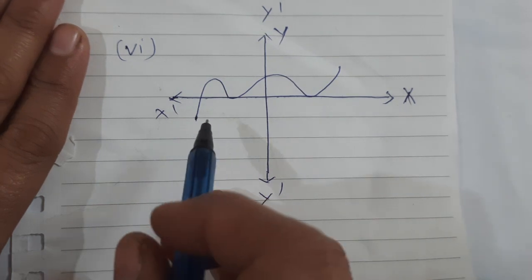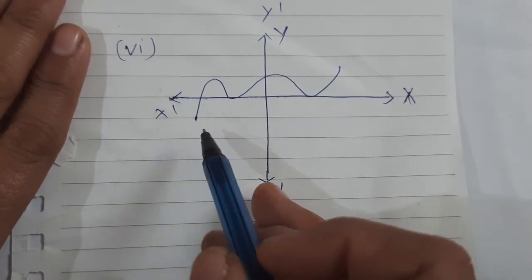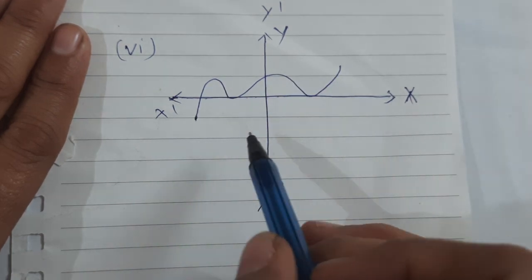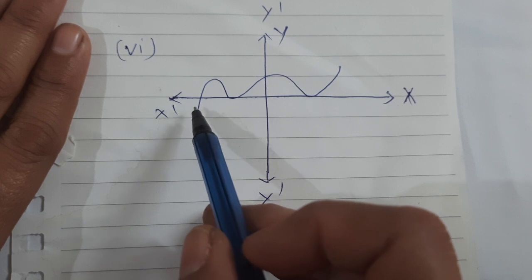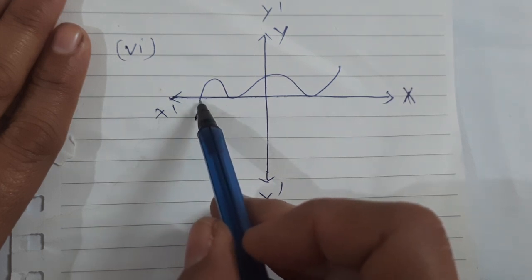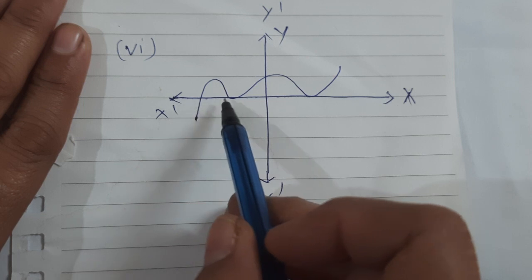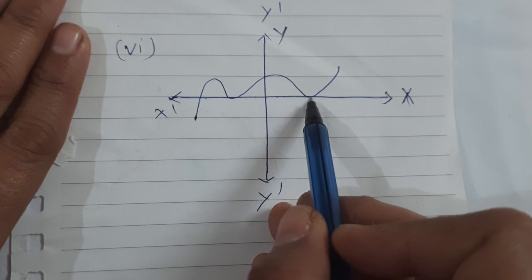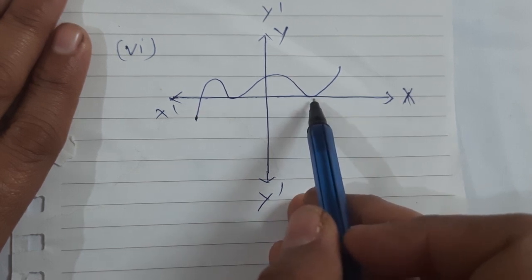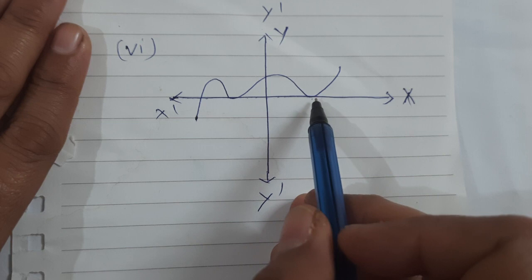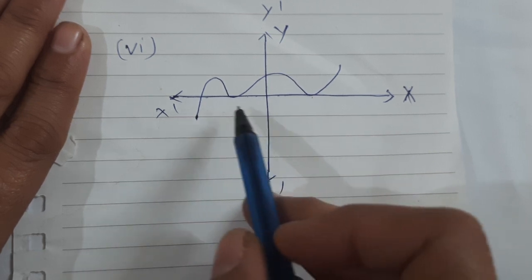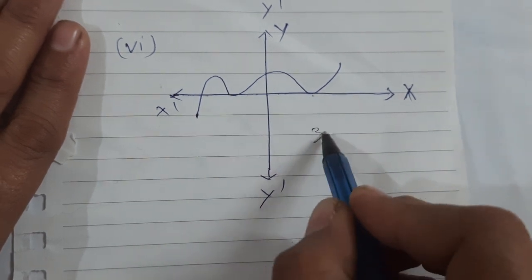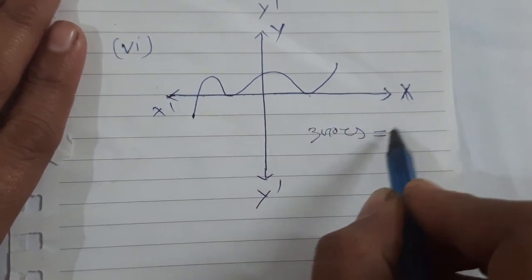Again, in question number 6, we can see a graph of this type. We observe that this graph intersects at only 1 point, but this graph touches the x-axis at 2 points. So this is also known as an intersection of the x-axis. So the number of zeros is 1, 2 and 3. The number of zeros is 3.